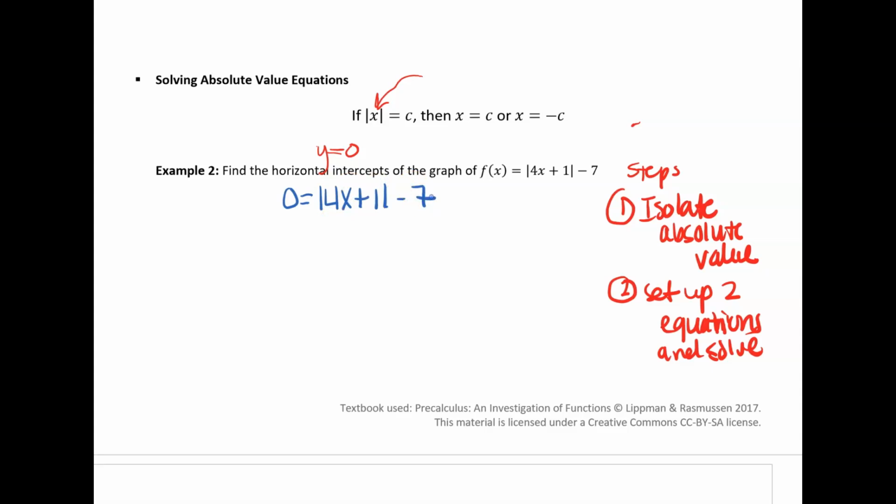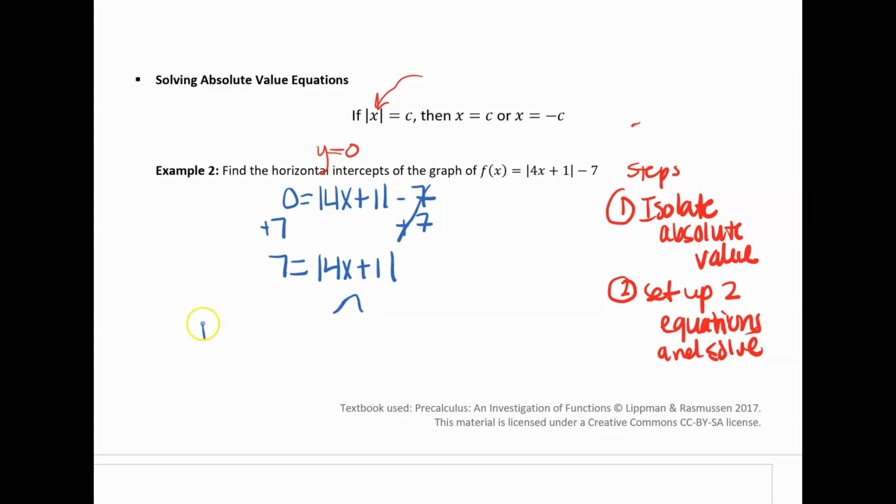First thing we're going to do is isolate that absolute value, meaning get only the absolute value on one side. And so I'm going to add the 7 to move it over. This gives me 7 equal to the absolute value of 4x plus 1. After you isolate the absolute value, you want to set up two equations to solve this. So I'm going to split this up.